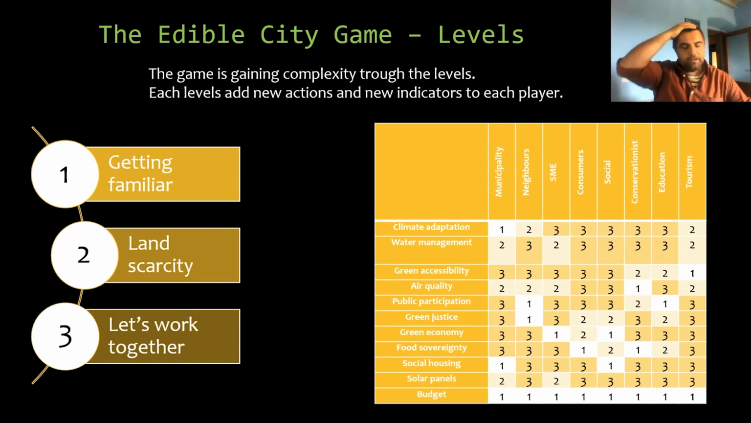And finally, the third level is called Let's Work Together, and then all the players have activated all the indicators, so all of them have the same assignments. And the idea of this level is that they have to cooperate, because they have to improve all the indicators, but they can do all the actions. So they have to cooperate with each other to complement their efforts and their actions to improve all the indicators.